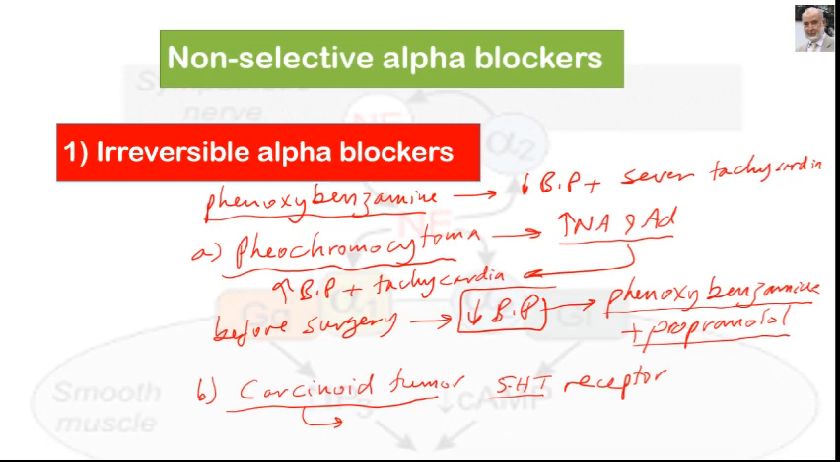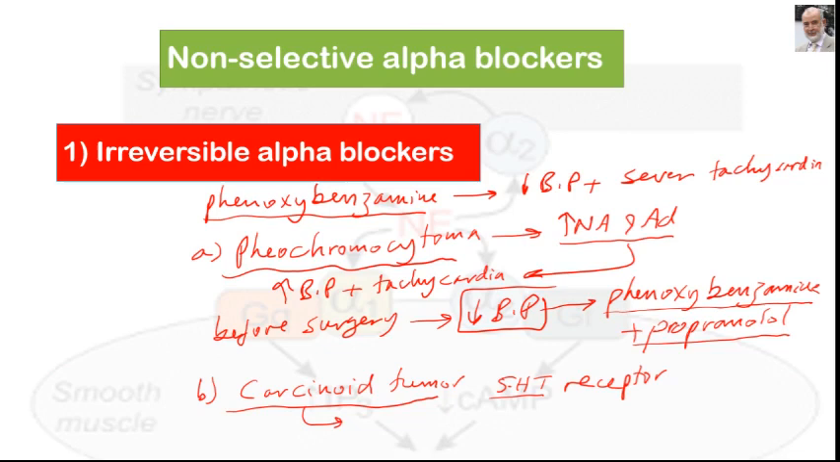So for irreversible alpha blockers, we have only one example, phenoxybenzamine, which blocks alpha 1 and alpha 2 receptors, and this will result in decrease of blood pressure plus severe tachycardia. This severe tachycardia is due to a dual mechanism: the baroreceptor reflex and the direct effect of blocking presynaptic alpha 2 receptors. That's why phenoxybenzamine is only used in a serious condition like pheochromocytoma, the tumor of the adrenal gland, which results in huge amounts of adrenaline and noradrenaline, and it is used in carcinoid tumor because it can block 5-HT receptor as well. Okay. So this is the first group of alpha blockers, the irreversible alpha blockers.